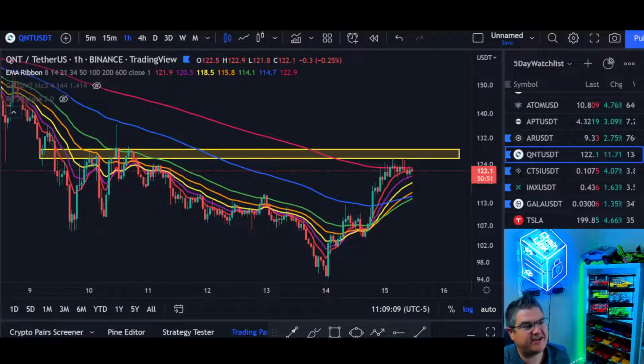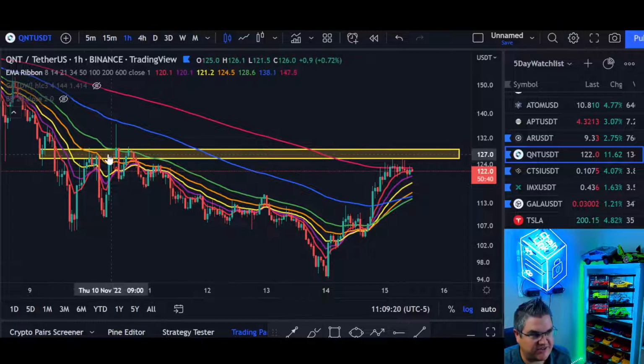All right, QNT on the hourly chart. We're going to look at the hourly to start off with, more focused down for what's going to happen the rest of the day. Then we're going to zoom out to the daily, the weekly, look at resistance levels, flip levels, support, resistance, all that good stuff. So let's get right to it.